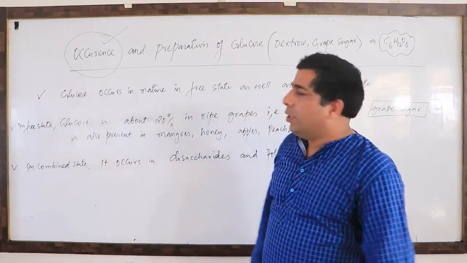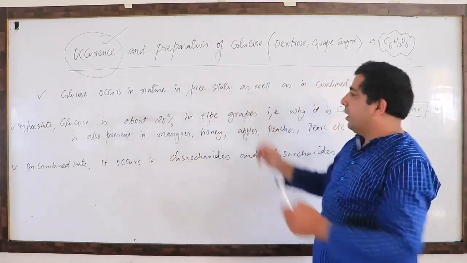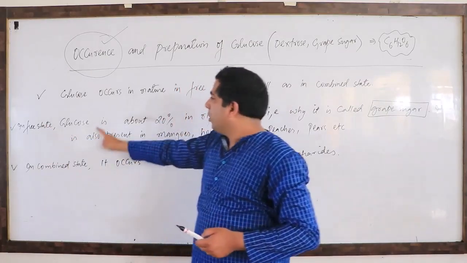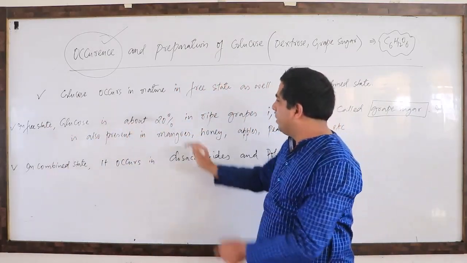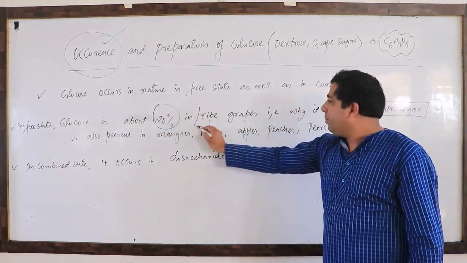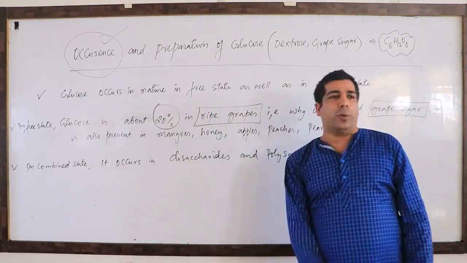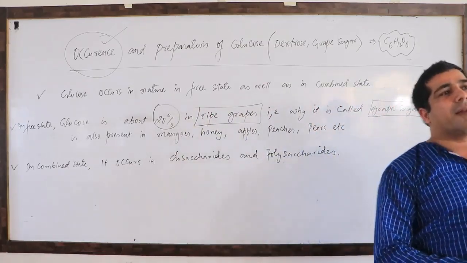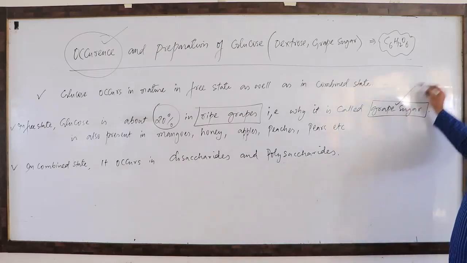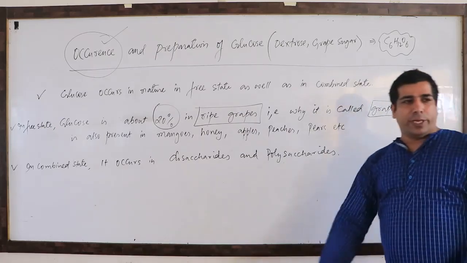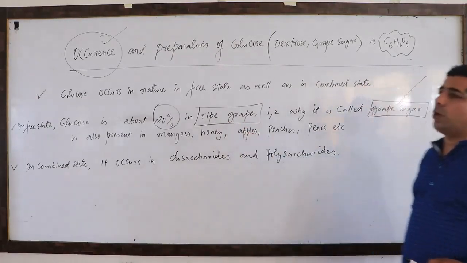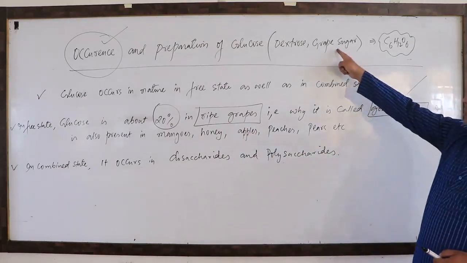So my dear friends, in free state, glucose is about 20% in ripe grapes, or we can say ripened grapes. So that's why it is known as grape sugar. So 20% presence in ripe grapes, so called grape sugar. I hope you have understood this term, grape sugar, now.